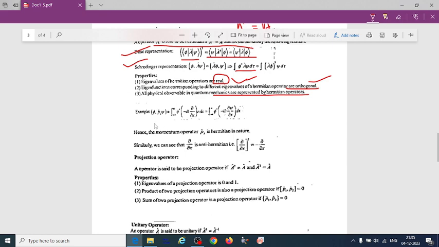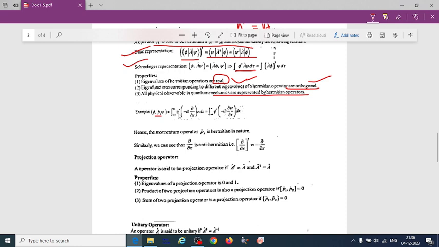So let us take one example here. Whether momentum P is Hermitian or not. How we can check? What is the condition here? Direct representation or Schrodinger representation. If we take here phi comma P, we are checking whether momentum is Hermitian or not, P psi. Then how we can write it in terms of integration?